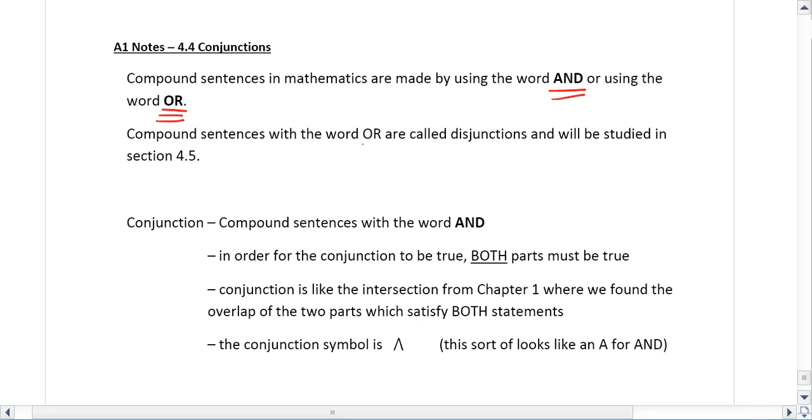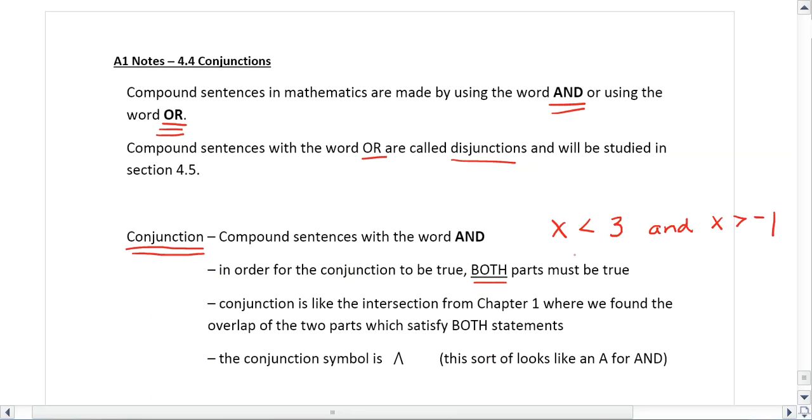Compound sentences that use the word or are called disjunctions, and we'll be looking at them in the next section, 4.5. Today in 4.4, we're going to look at what's called conjunctions. I know and is called a conjunction in English class, so it's kind of similar to that. In English, or is also called a conjunction, but we don't call it that in math, so it's different. The definition of conjunction: it's a compound sentence with the word and. In order for a conjunction to be true in math class, both parts must be true.